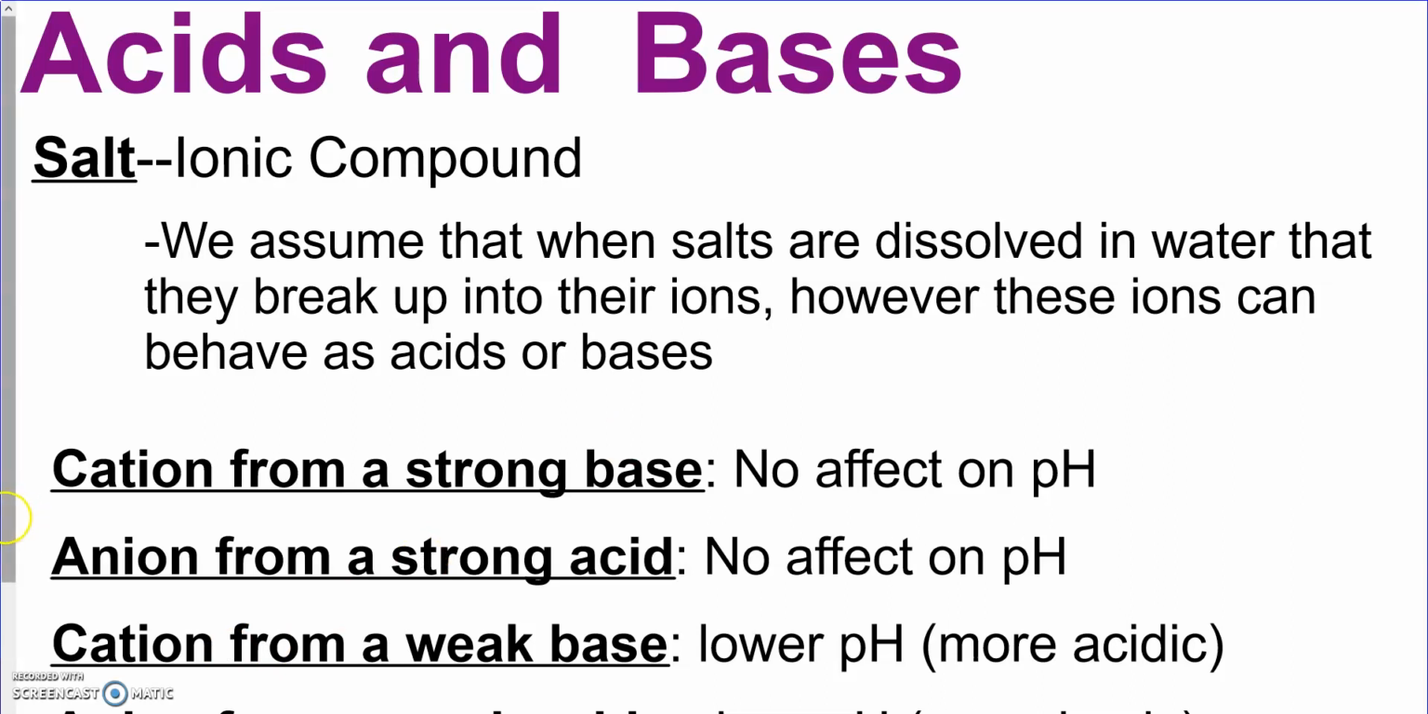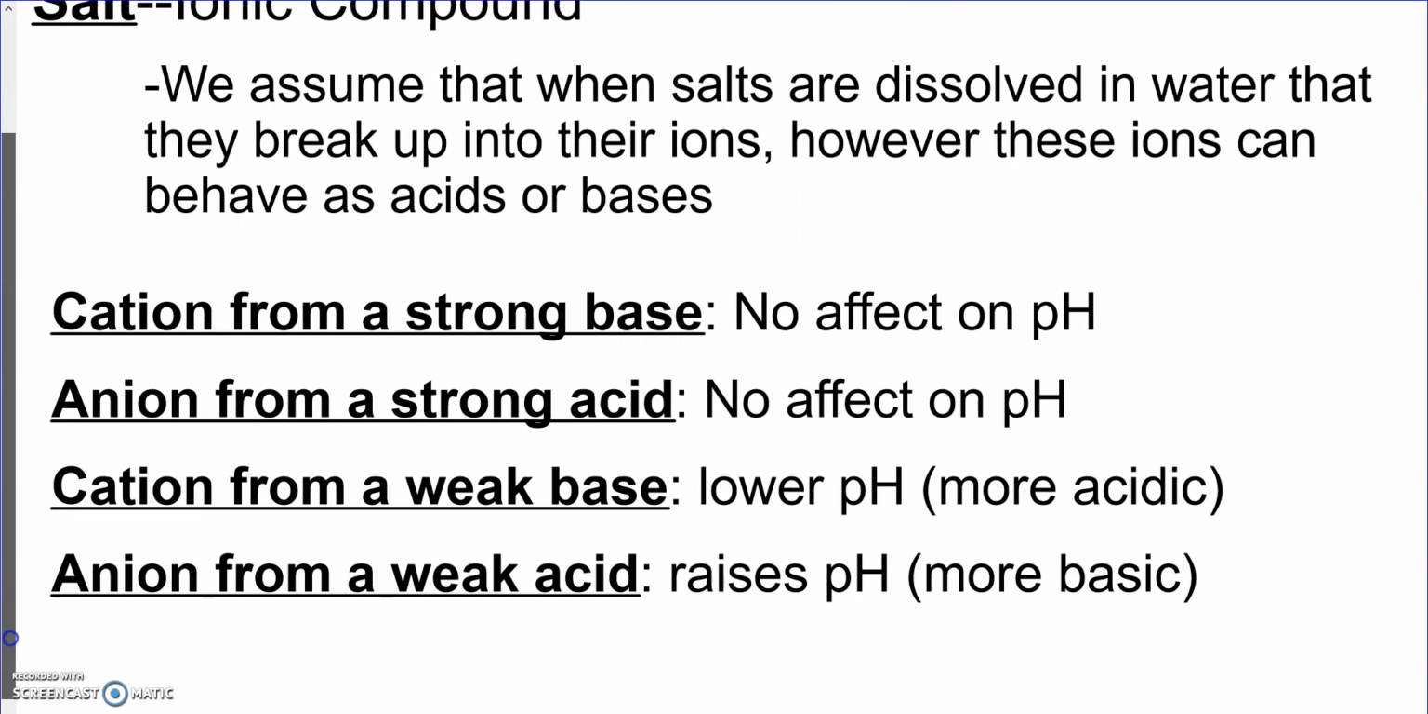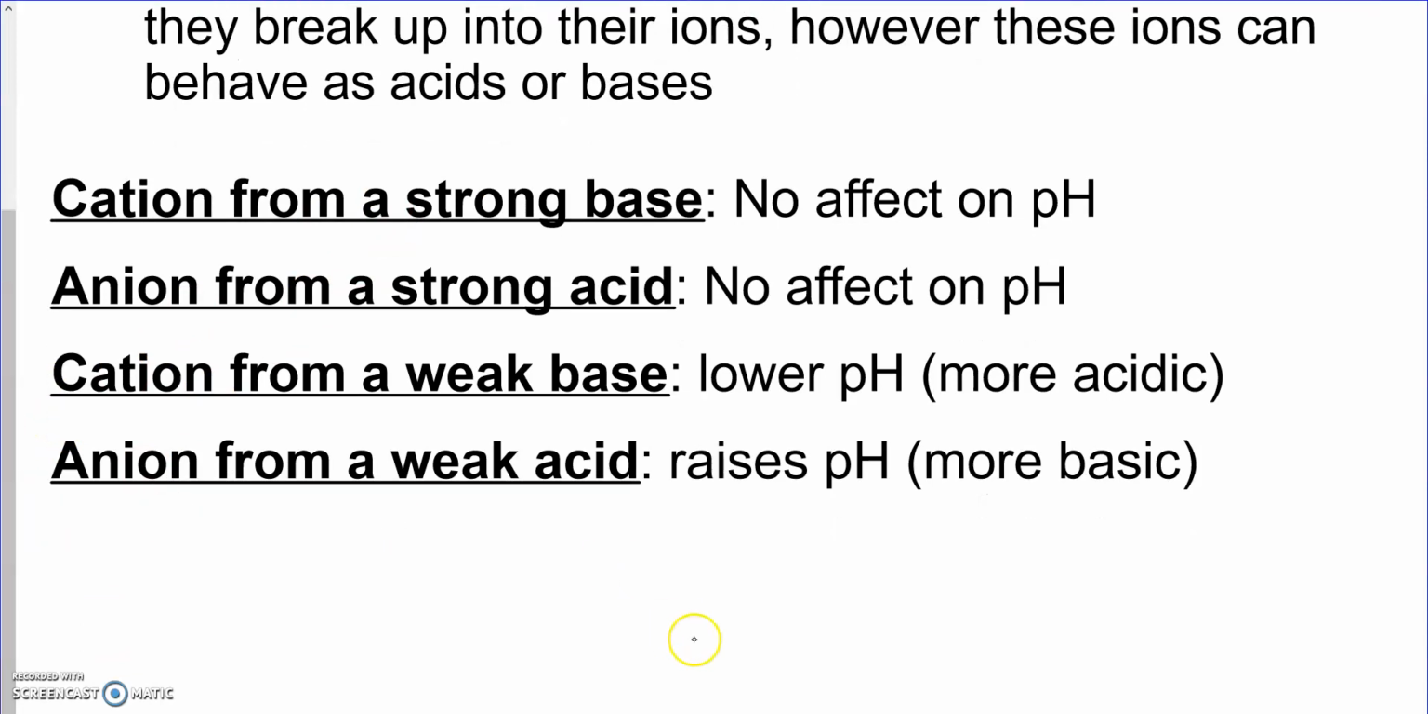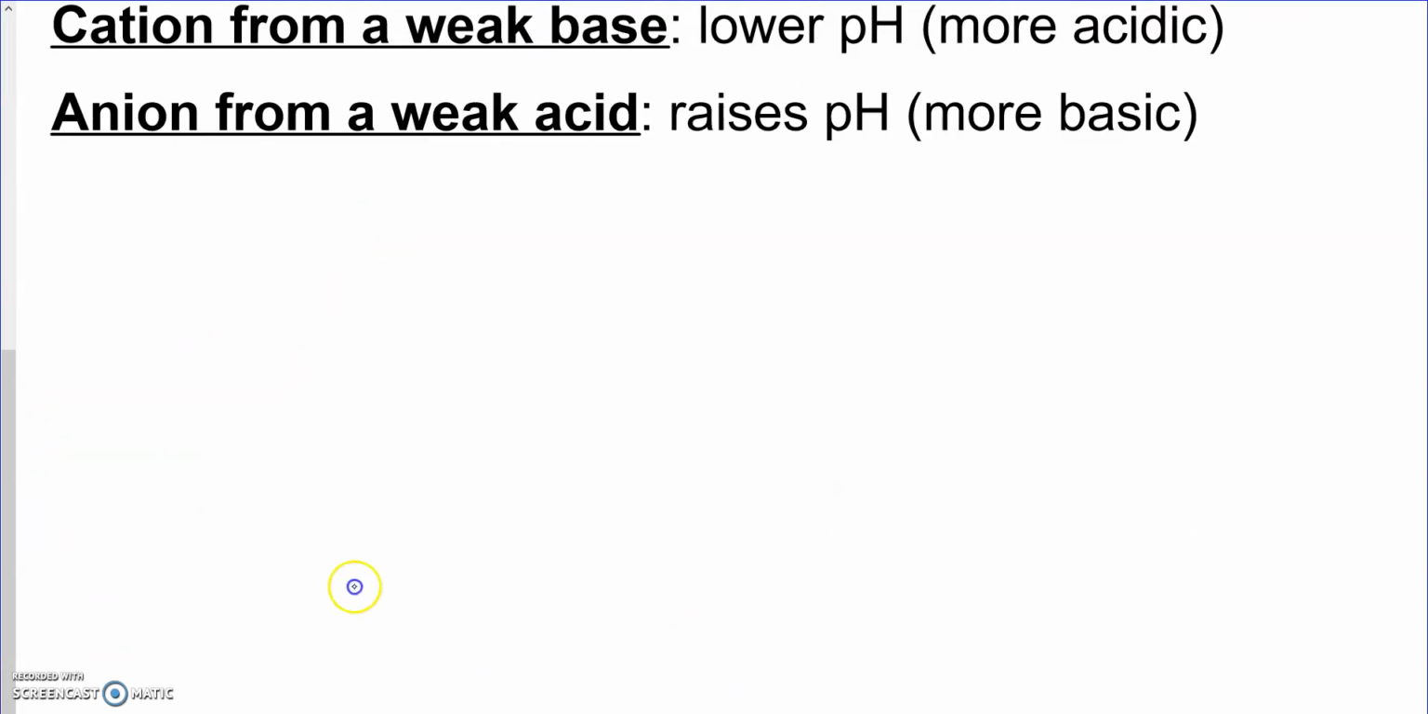So we've got four categories here. And remember, we're looking at a full salt. So we've got cations and anions. A cation and an anion are both produced from a salt when it dissolves. And what we're looking at is, are these anions and cations from strong or weak acids and strong or weak bases? So just scrolling down here a little bit, let's work through some of these and see what's going on.